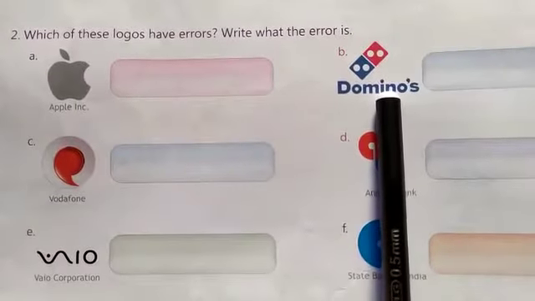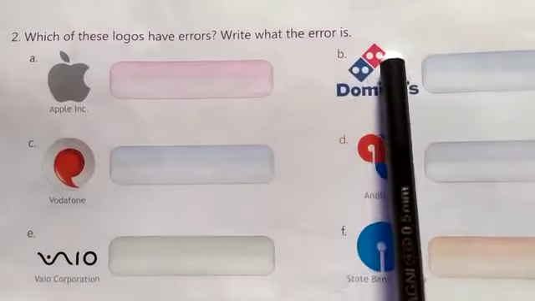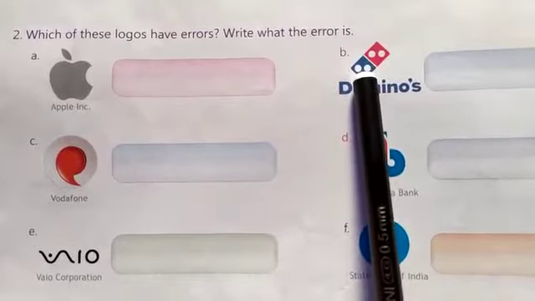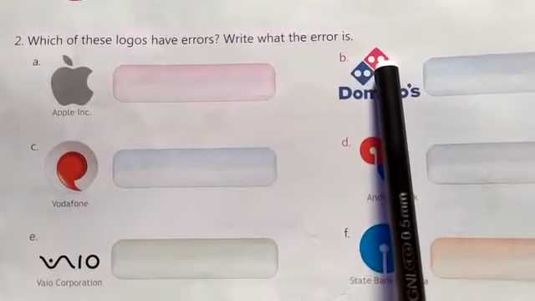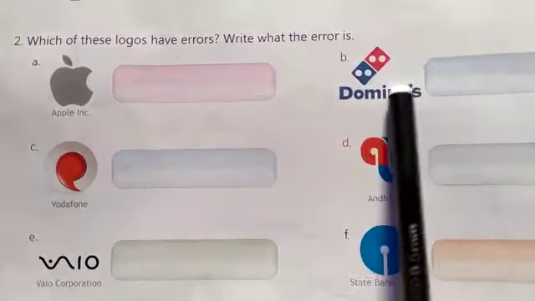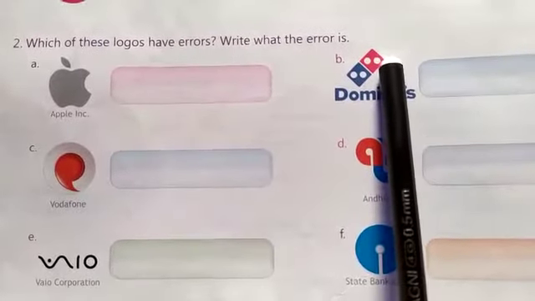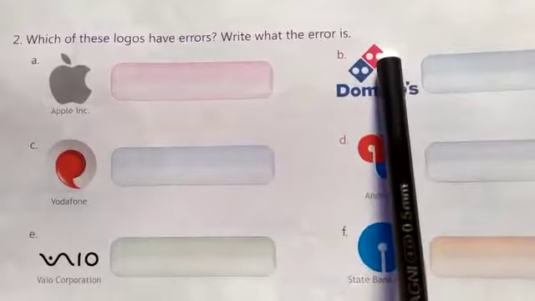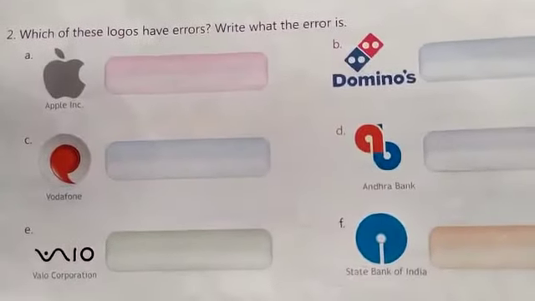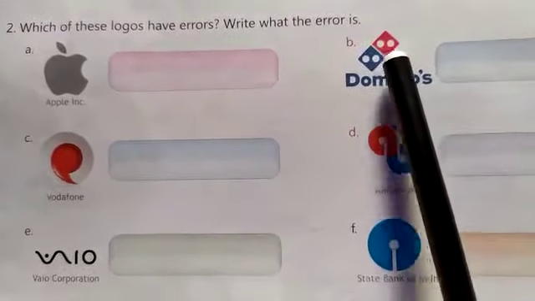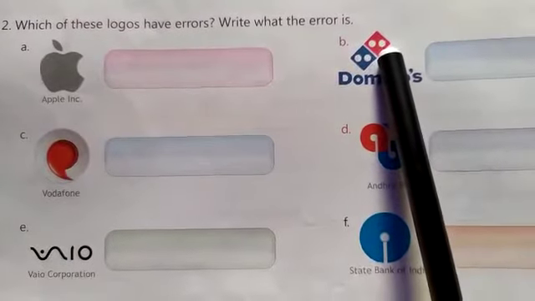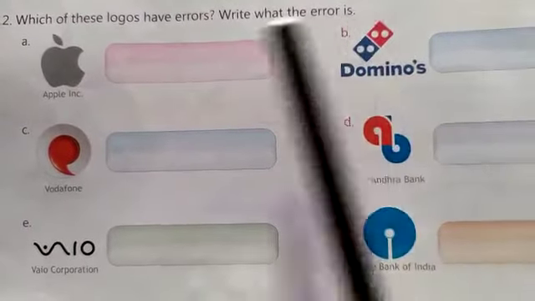So here Domino's, you can see 2 squares have been shown here, blue square and the red square. So error here is that there should be only one white circle in the red square instead of 2 white circles. So instead of 2 white circles, only 1 white circle should be shown. Moving on to C part.